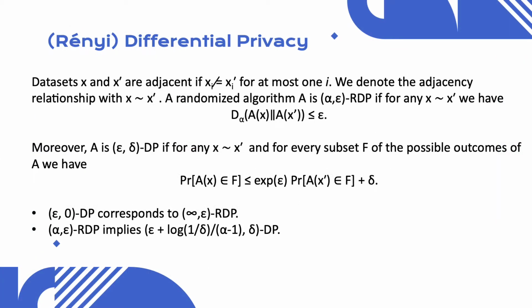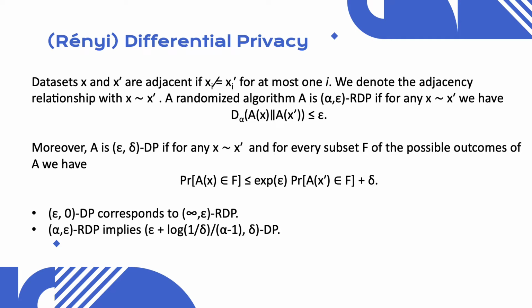Given that, we can define Rényi differential privacy. We say that two datasets x and x prime are adjacent or neighbors if they differ in at most one entry. Then we say that a randomized algorithm A is (alpha, epsilon) Rényi differentially private if for any pair of neighbor inputs, the Rényi divergence between A of x and A of x prime is upper bounded by epsilon.